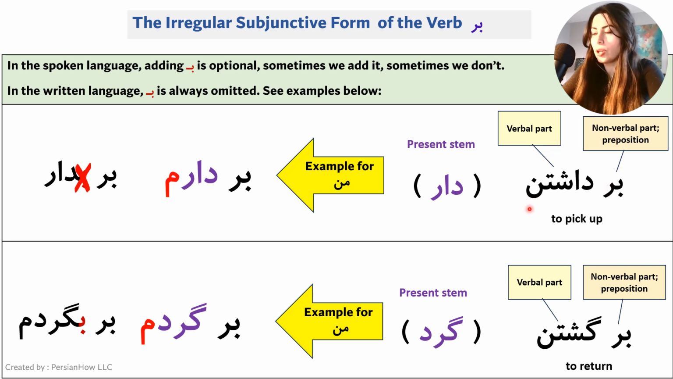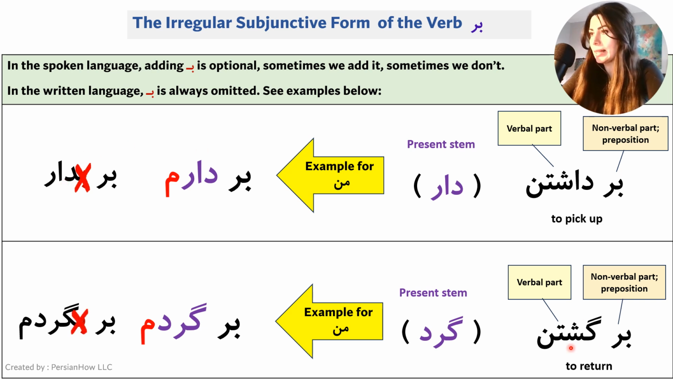So for the subjunctive of برداشتن, let's say the subject is man. So the subjunctive would be بردارم. As you can see, there's no be attached to دارم. Because if I attach a be, it would be بر بدارم. And then it's like double be, right? So بر and then another be. So in order to avoid that, we don't attach be to the present stem.